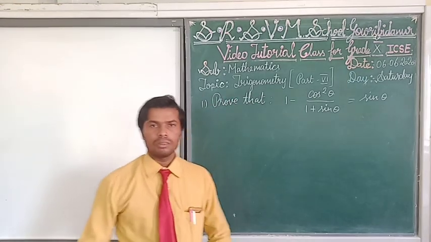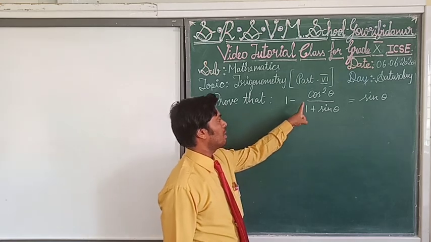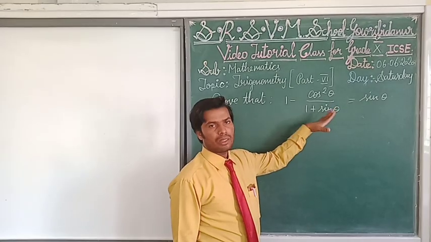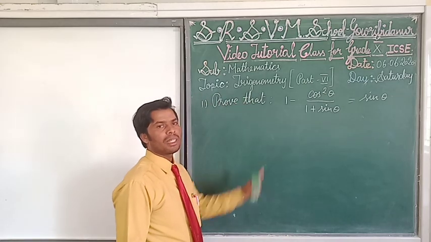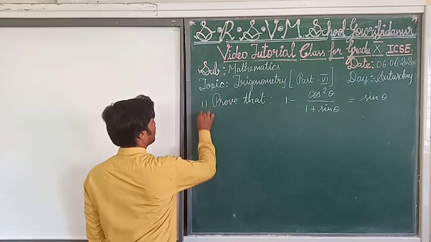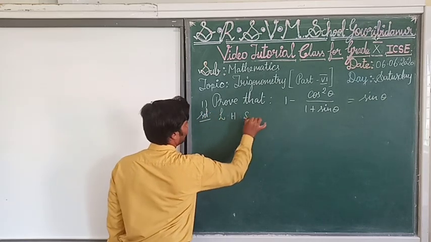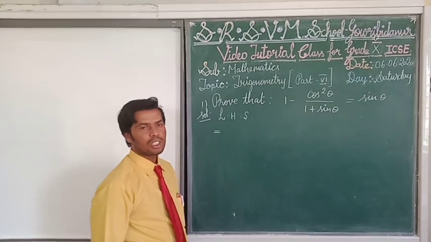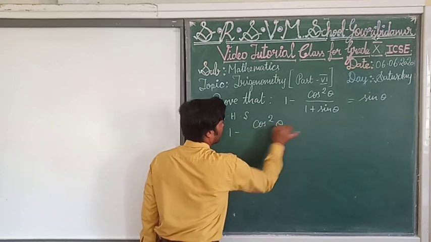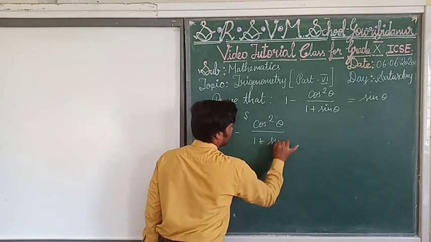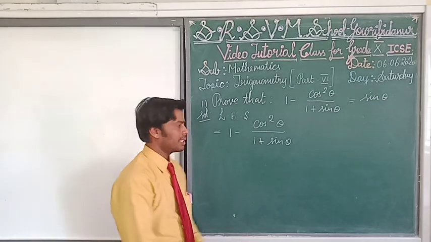How to prove this one? We see that 1 minus cos square theta divided by 1 plus sin theta is equal to sin theta. So how to prove this? LHS is the solution. LHS is equal to 1 minus cos square theta divided by 1 plus sin theta.